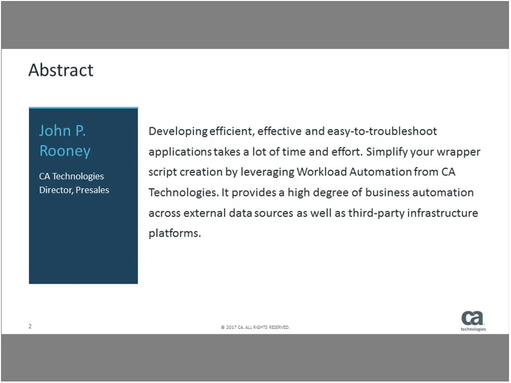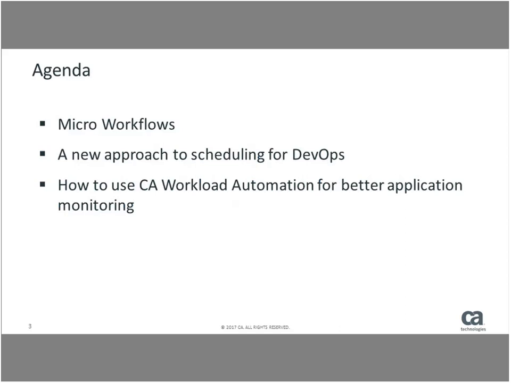So we'll talk about a couple of things here. For the agenda, I'm going to give an idea of what's called a micro workflow, and we'll talk a little bit about a new approach to scheduling from a DevOps perspective, and then how to use CA Workload Automation for better application monitoring.